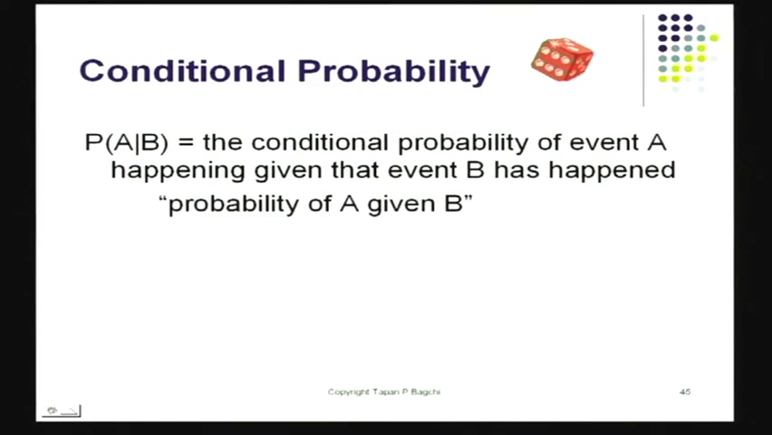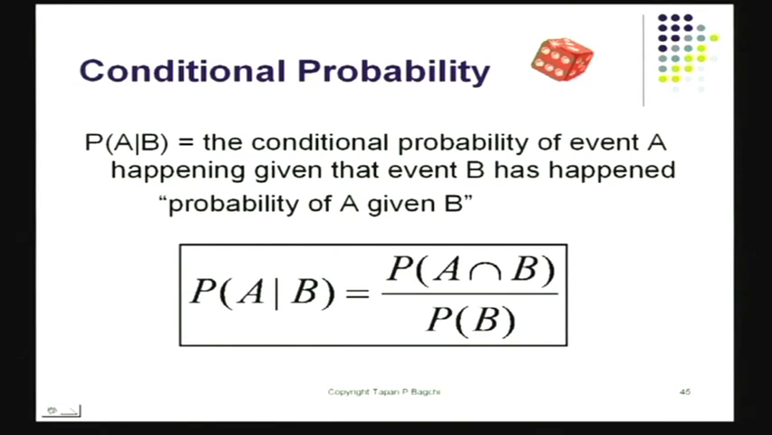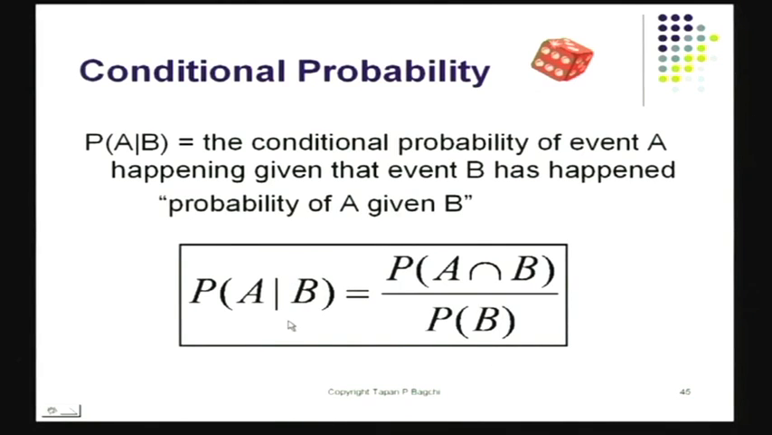We define what we call the conditional probability. Probability of A given B is the probability that the event A is happening given that B has happened before it. This is the probability of A occurring given that B has occurred. It is given by this formula here, probability of A given B, always marked with this slash, and it is equal to probability of A intersection B divided by P(B).